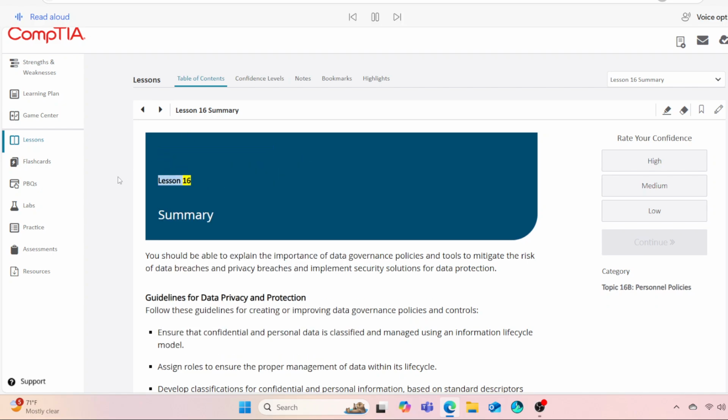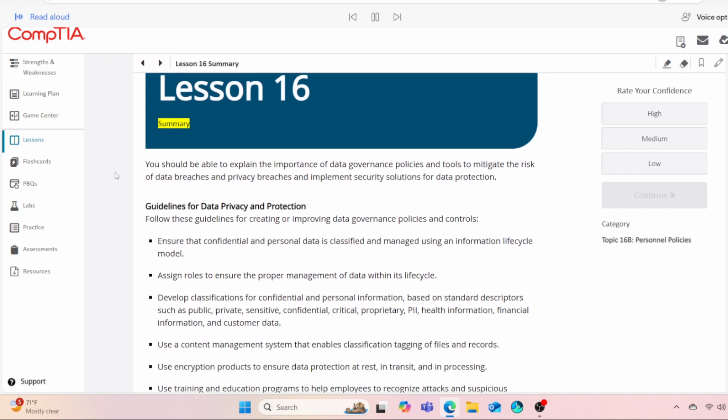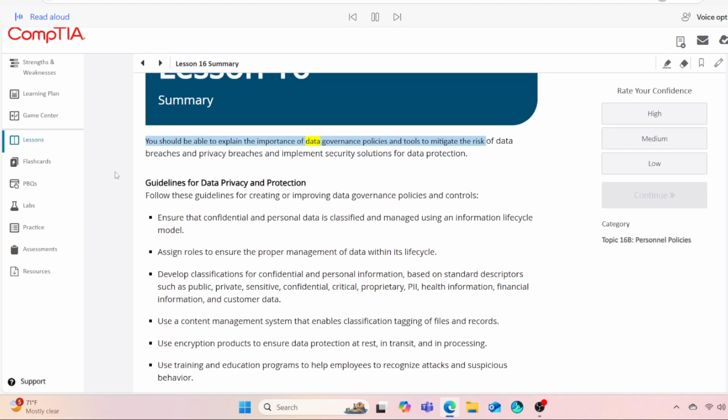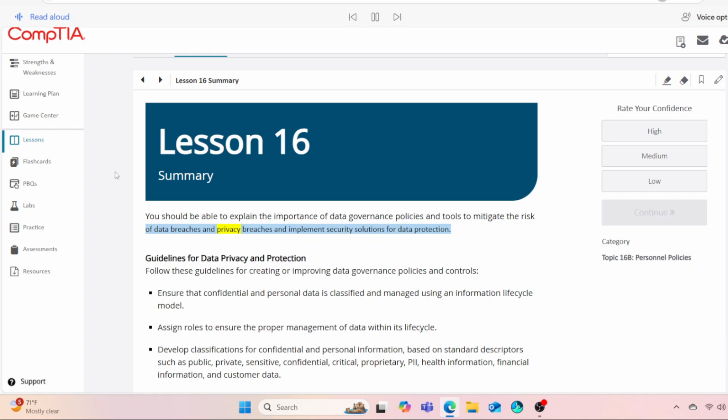Lesson 16. Summary. You should be able to explain the importance of data governance policies and tools to mitigate the risk of data breaches and privacy breaches, and implement security solutions for data protection. Guidelines for data privacy and protection.